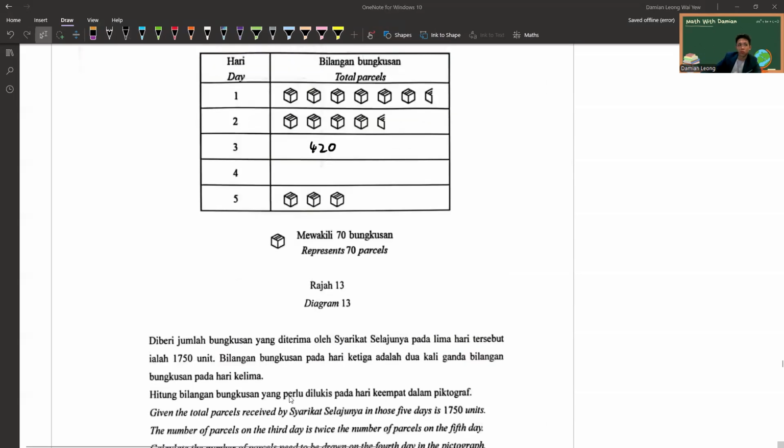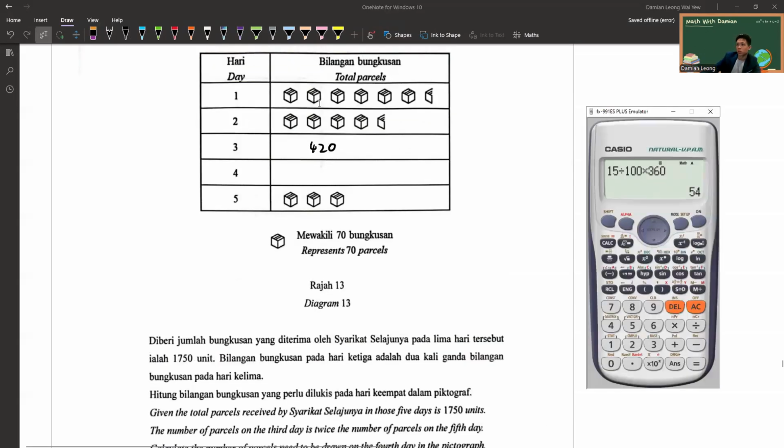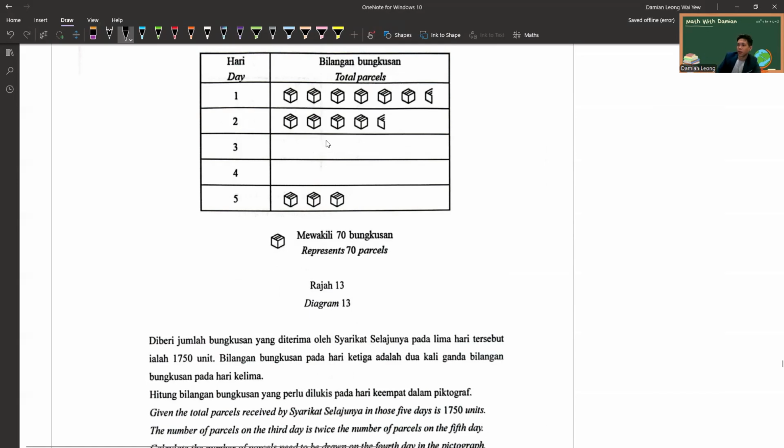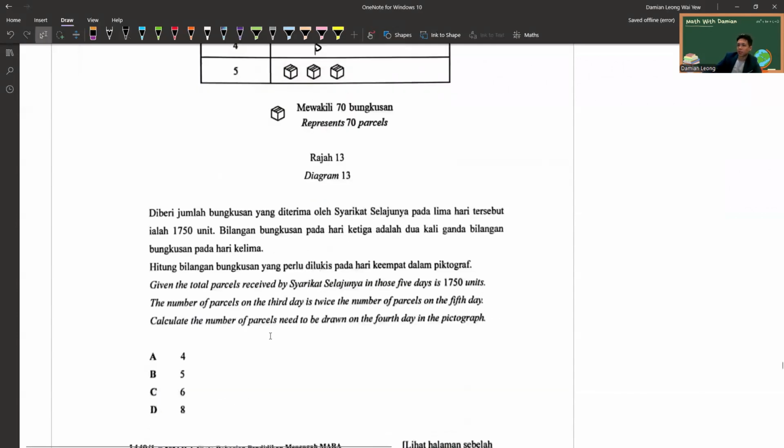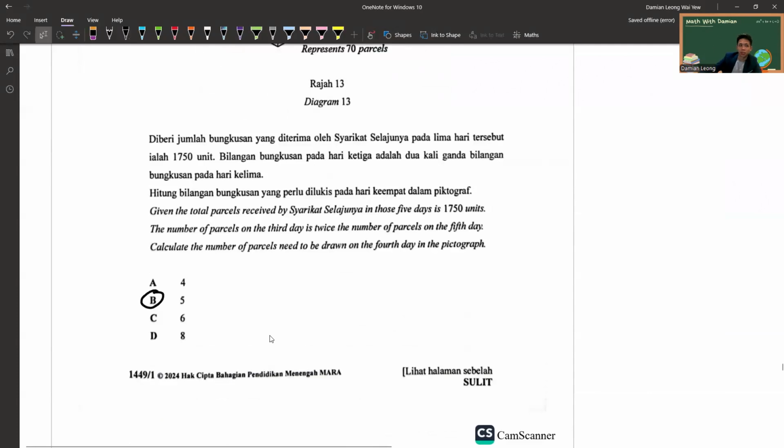So, I can say there are 6 boxes here. You see here 6.5 plus 4.5 plus 3 plus 6 is 20. So 20 times 70 is 1,400, meaning the leftover is 1,750 minus 1,400, which is 350. Divided by 70 means there should be 5 boxes here. So the answer is B. Okay, that is question 32.